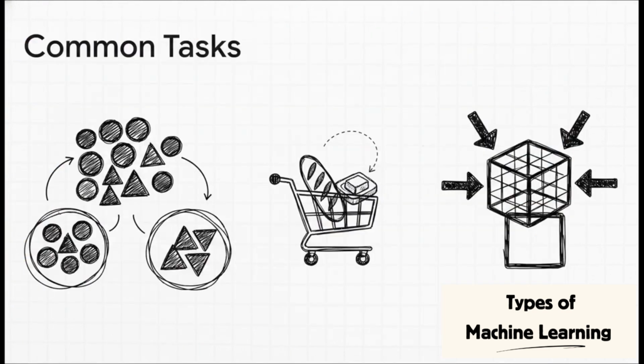Because it isn't told what to look for, the model uses some really clever techniques. Take clustering, which naturally groups similar data points together, or association rule learning. For example, a model might analyze hundreds of thousands of supermarket purchase records and independently discover that, hey, customers who buy bread very frequently buy butter as well.